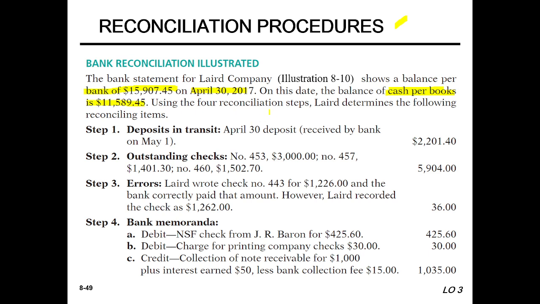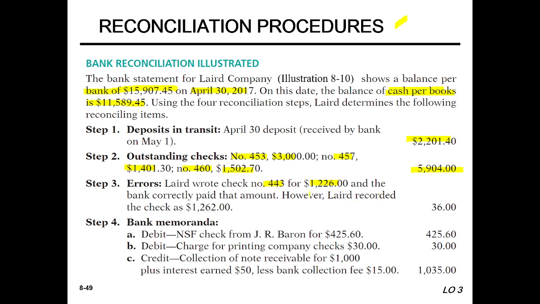Using the four reconciliation steps, let it determine the following reconciliation items. Deposit in transit, this amount. Outstanding checks: check number 453, $3,000; check number 457, this dollar amount; check number 460, this dollar amount; and total $5,904.